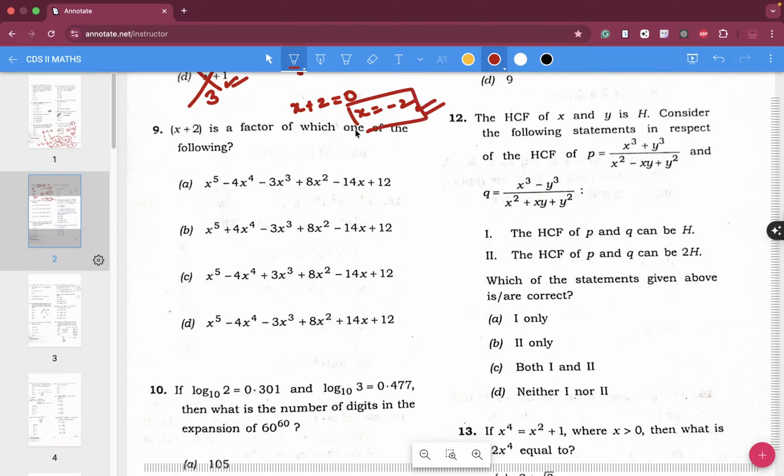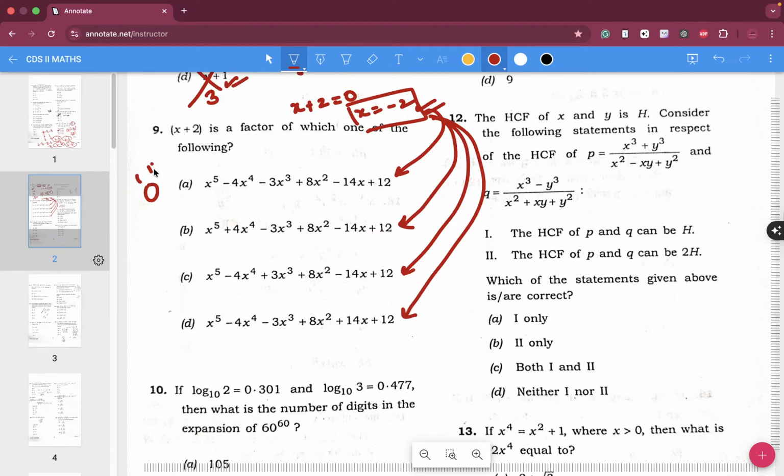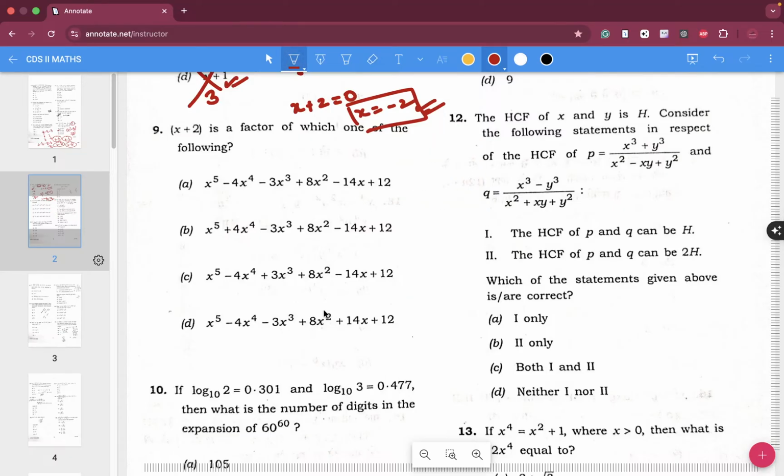If we put the value of x is equal to minus 2 in each of these 4, then in any one of these 4 you will get 0. If you get 0, then that particular expression is completely divisible by the given x plus 2. So we can't do it one by one.